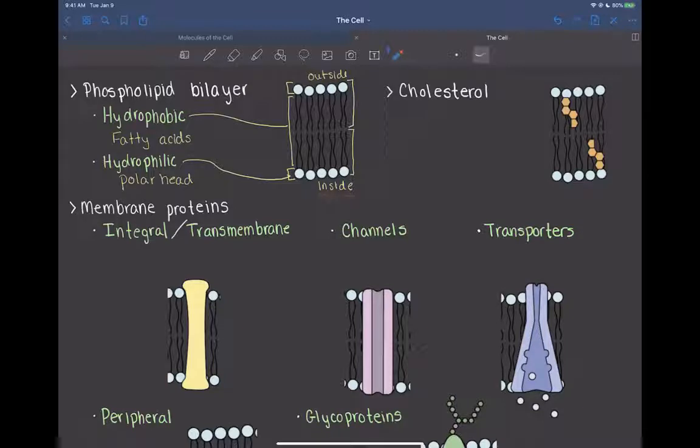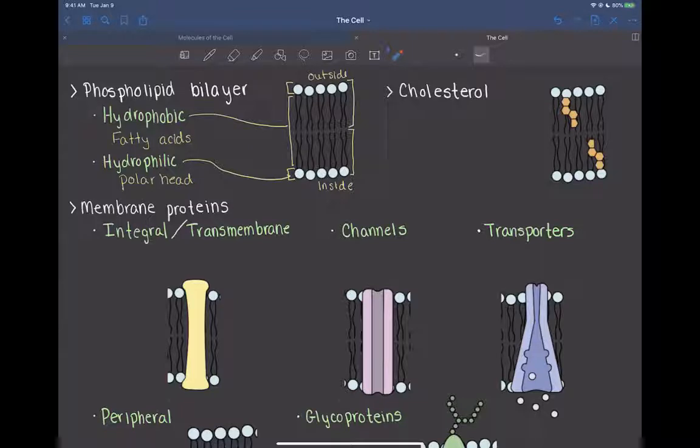So polar things can't just, water itself can't just move through the membrane, inside or out. Ions can't just move through the membrane however they want to. So you keep a separate environment on the inside and the outside. Okay, so only non-polar things would be able to pass through this inner hydrophobic core of the phospholipid bilayer.